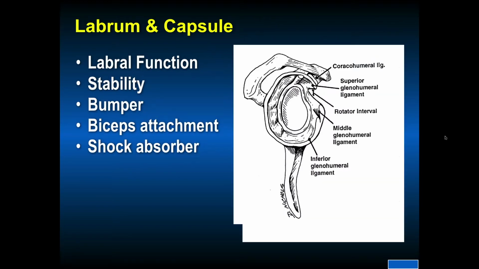The labrum functions as a stabilizer, a bumper, an attachment for the biceps, as well as a shock absorber. So this is where that proximal biceps attaches. The biceps distally, and a lot of the named tests for that were more for a biceps tendon problem itself, and not necessarily one that was a SLAP where the biceps is connecting to the labrum anteriorly and posteriorly.